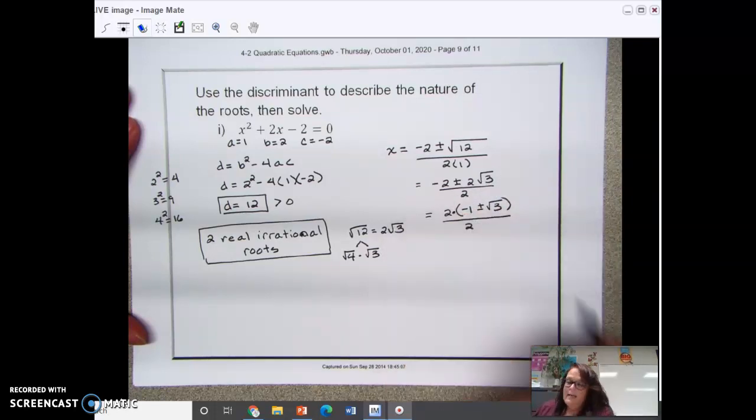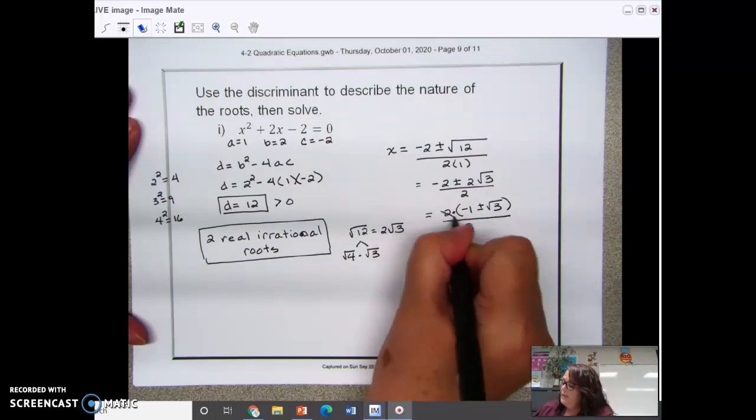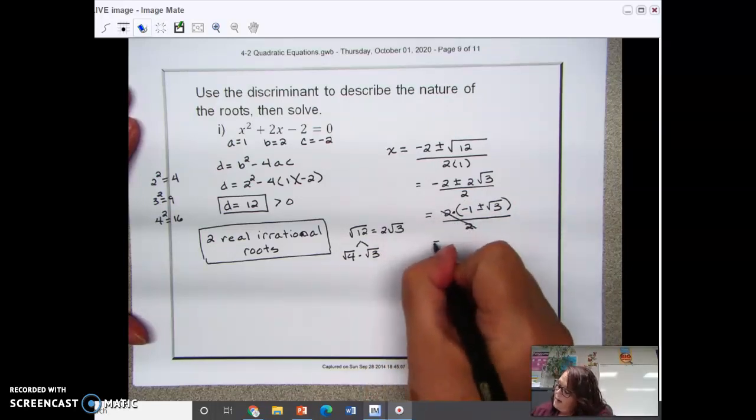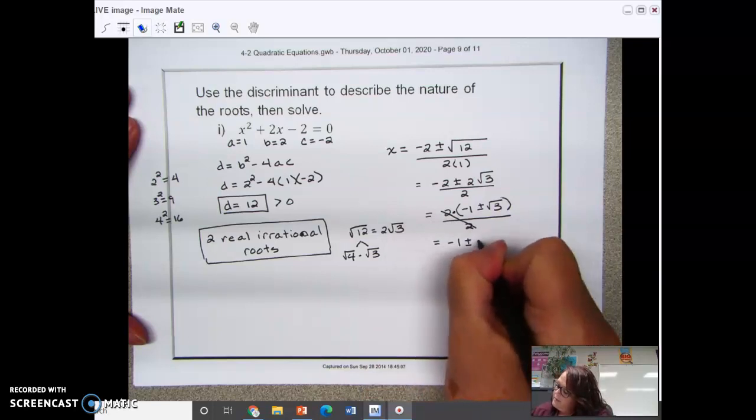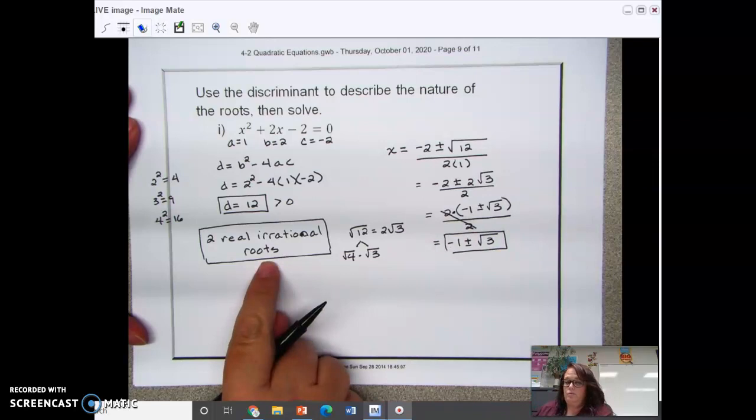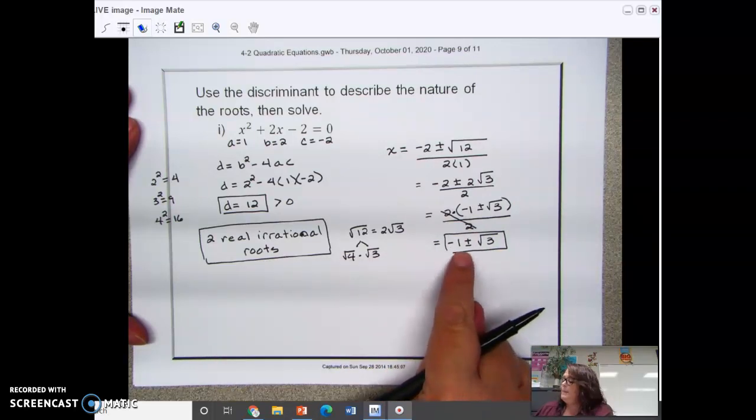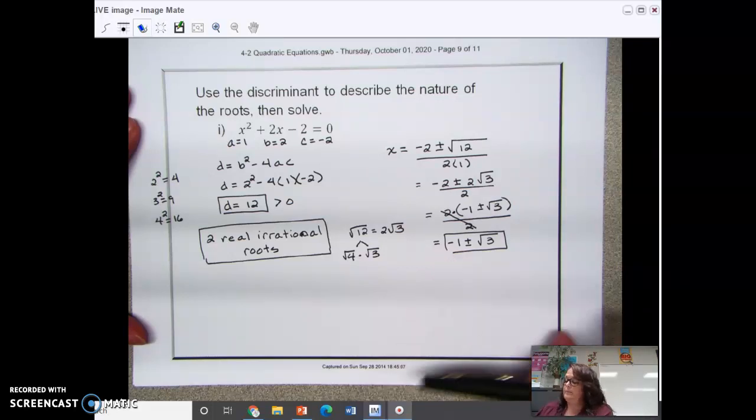And now I have multiplication in the middle, and so I can cancel the 2 with the other 2, and we're left with -1 plus or minus root 3. So notice there are 2 irrational roots, and they're real. I get -1 plus root 3, and I get -1 minus root 3.